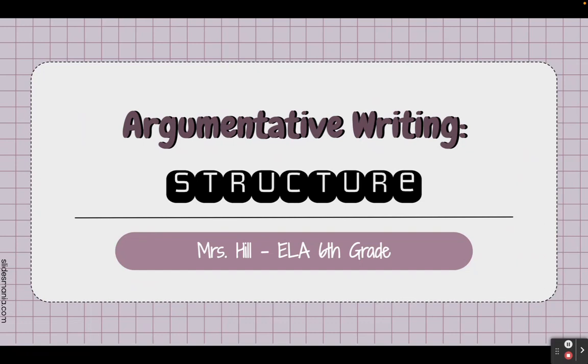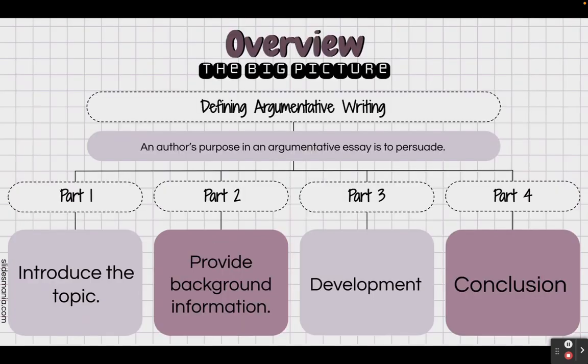So, first, let's talk about the structure of an argumentative essay. Quick overview, here's the big picture. First, we have to define what argumentative writing is. The author's purpose in an argumentative essay is to persuade. You're trying to get someone to think the way you do about a particular issue.